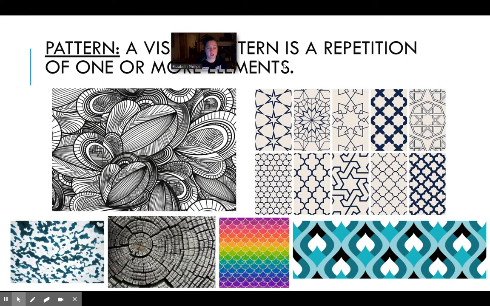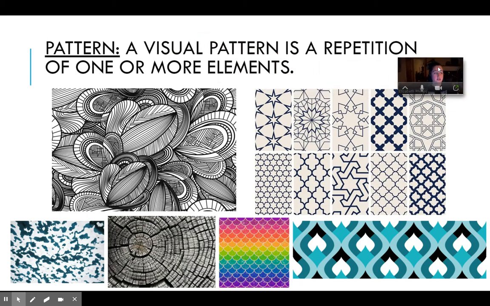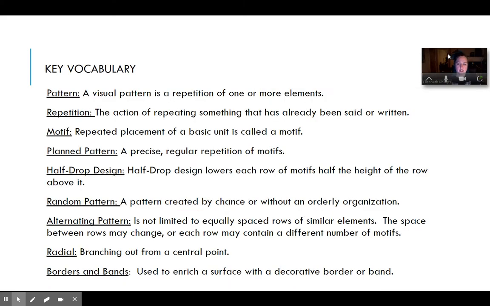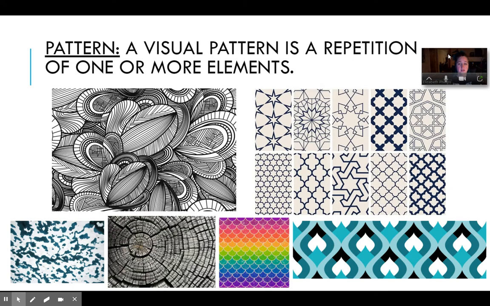Let's dive in. When we're thinking of pattern, this is the definition of pattern. Each one will have a definition that adheres to the definition in the vocabulary key terms. Pattern: a visual pattern is a repetition of one or more elements. Repetition is the number one thing you want to pay attention to when it comes to pattern. There are all sorts of patterns, but if you notice, in everything in these patterns, something repeats.